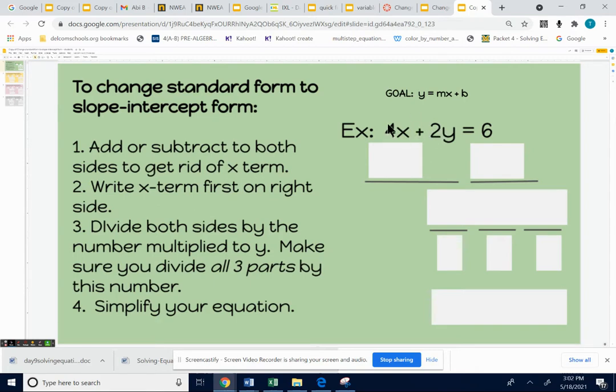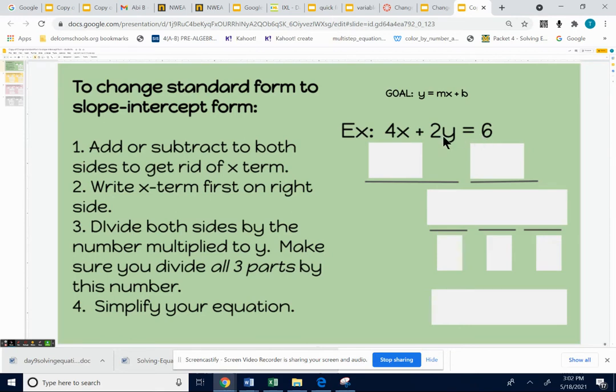Okay, so we have an equation in standard form. For example, 4x plus 2y equals 6. I want it to look like slope-intercept form. I want y to be all alone on the left of the equals. I want the part with x next, and I want the constant number at the end. I just have to use my algebra steps to solve this.